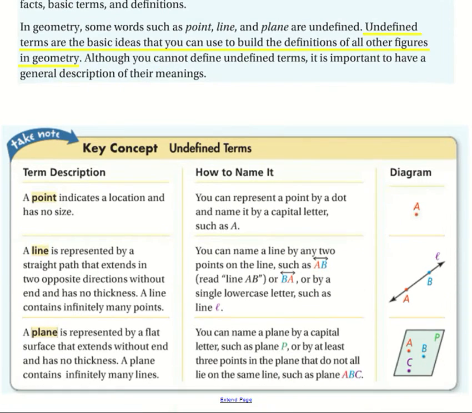And so we have these terms. The first one is a point, and a point indicates a location, but it has no size. We represent it with a dot, and we give it a capital letter for its name.